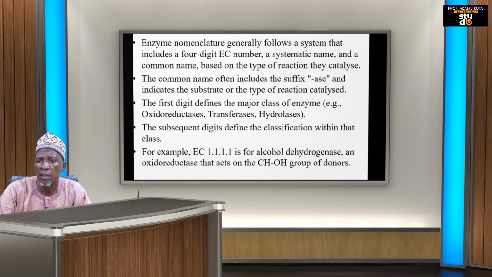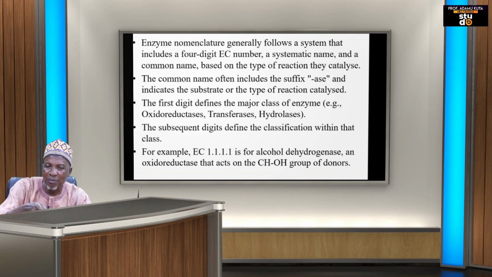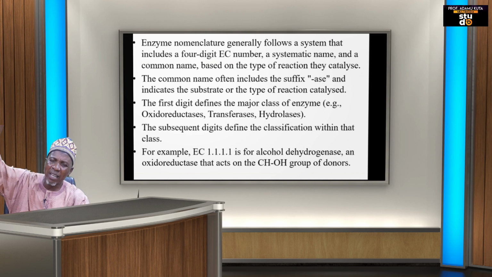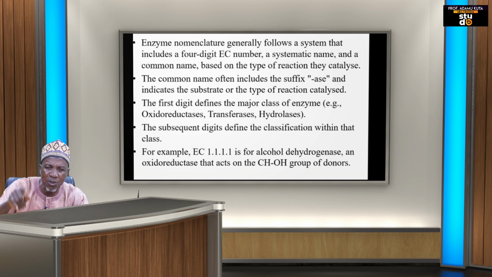Alcohol dehydrogenase is an oxidoreductase. It acts on alcohol, ethanol, and it converts ethanol into an aldehyde, acetaldehyde to be specific. Because it is the first enzyme, the 4th digit is 1. Under the subclass, it is also the first enzyme. That is why the next digit is 1. And the subclass is the first. That is why it has 1. And in the list of all enzymes in nature, alcohol dehydrogenase is number 1 on the list.